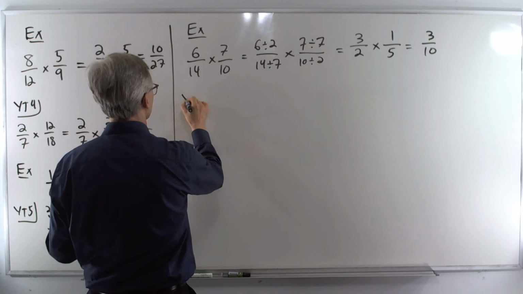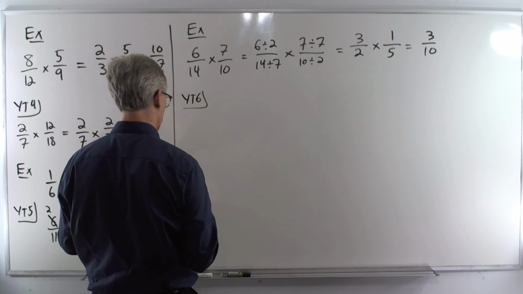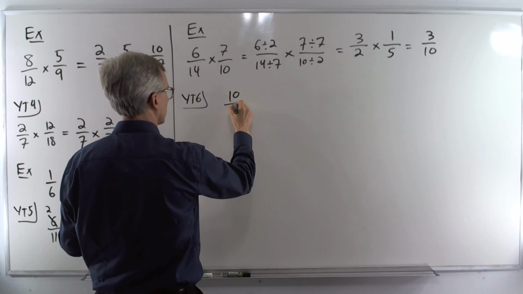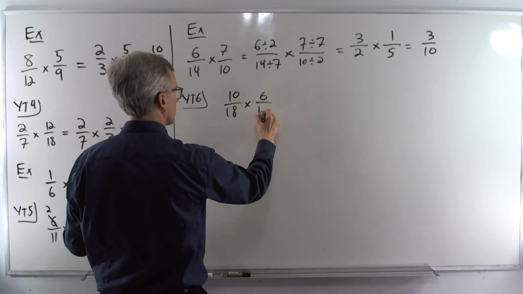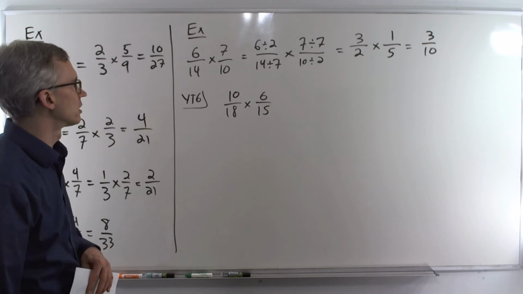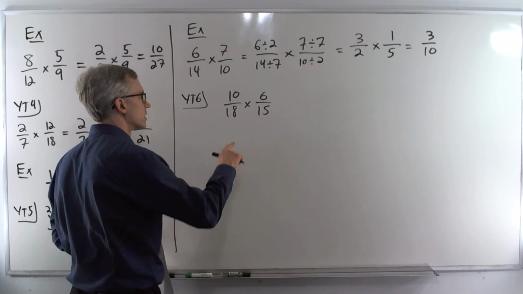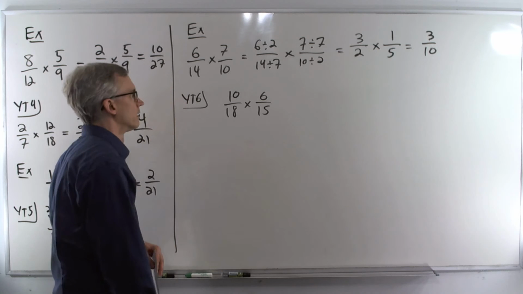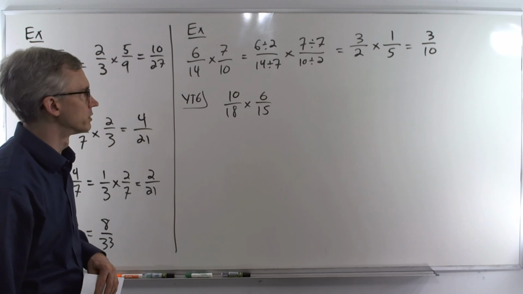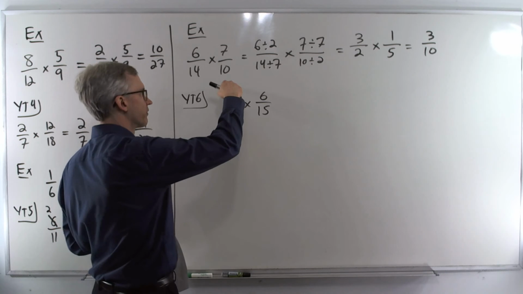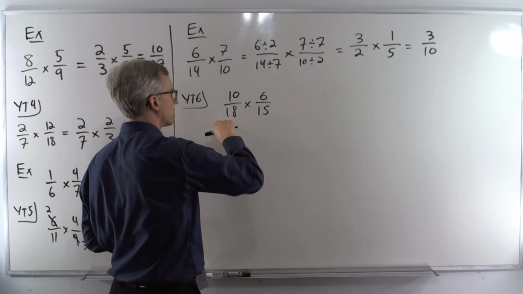Your turn, number 6. 10/18 times 6/15. Now with this one, you can do it one of two different ways. You can reduce this fraction and also reduce this fraction. I don't know if that's going to get us all the way there. But we can definitely reduce across fractions diagonally.